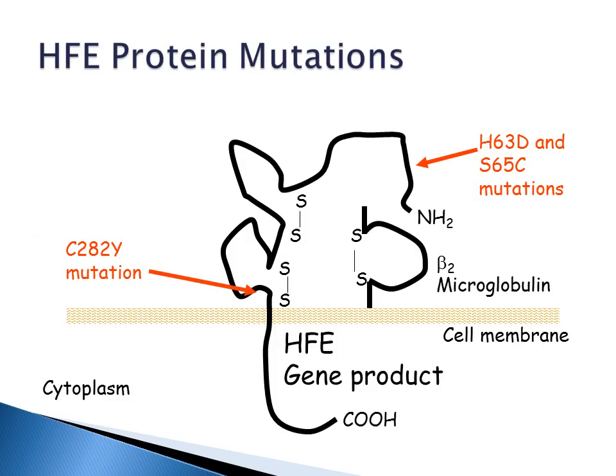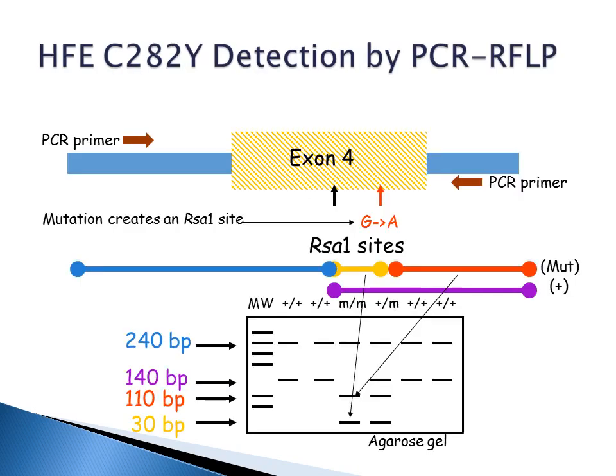So here is a schematic showing the HFE protein and the locations of the most commonly observed mutations. Here is a schematic of the PCR RFLP method to detect the C to Y HFE protein mutation at amino acid 282. So in this method, once again, you have your PCR primers, which are going to amplify a region that includes the gene on exon 4.